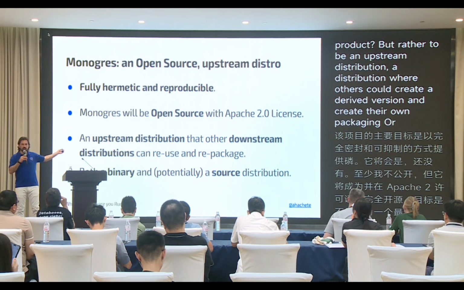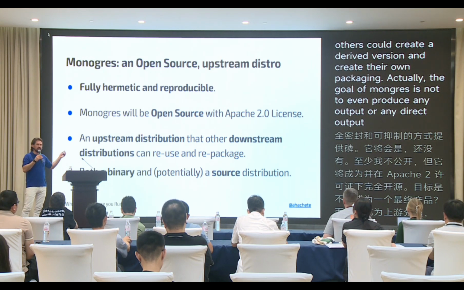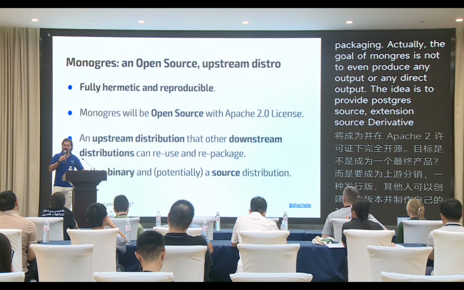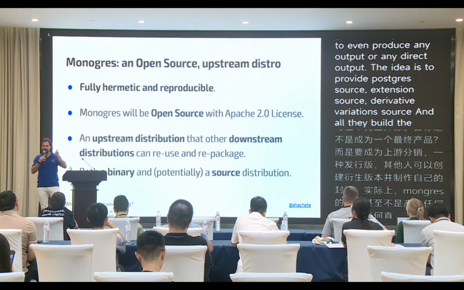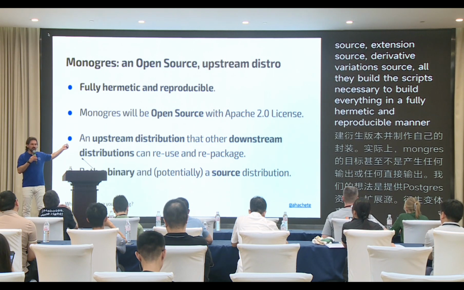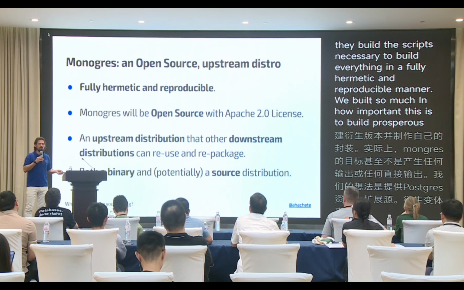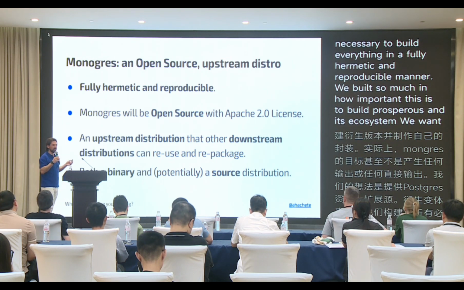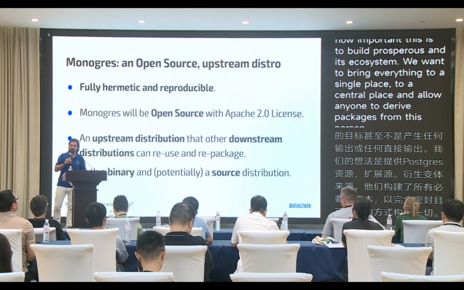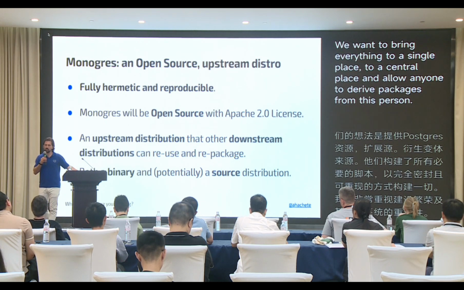Actually, the goal of Monogress is not even to produce any direct output. The idea is to provide Postgres source, extension source, derivative versions source, and all the build scripts necessary to build everything in a fully hermetic and reproducible manner. Because we believe so much in how important this is to build Postgres and its ecosystem, we want to bring everything to a single, central place, and allow anyone to derive packages from this project. But with the assurance that everything that you build based on this project will be, again, reproducible and hermetic.